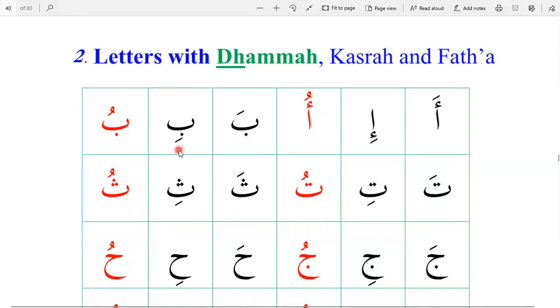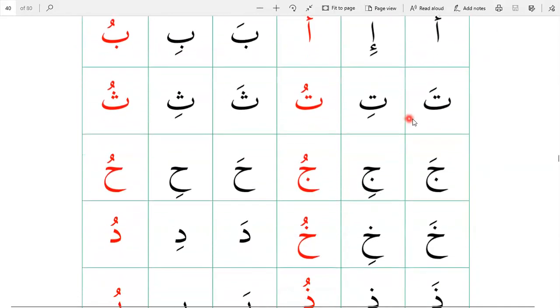ba, bi, bu, ba, bi, bu. ta, ti, tu. تا تي تو. ثا ثي ثو. ثا ثي ثو.